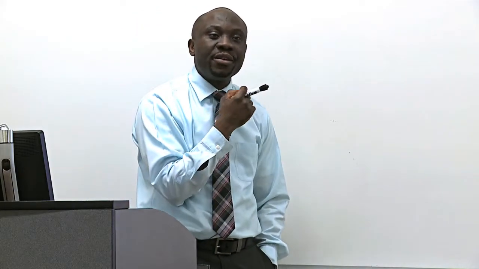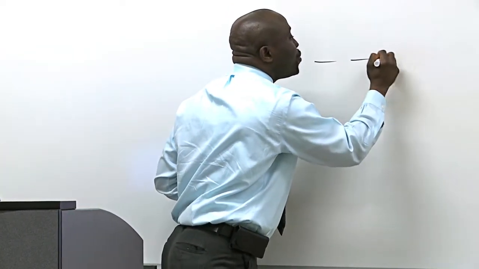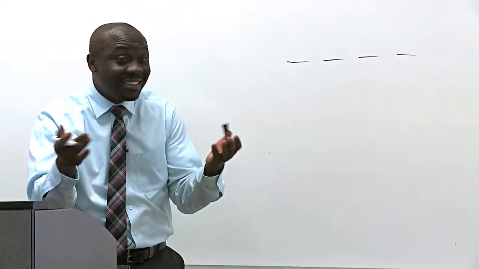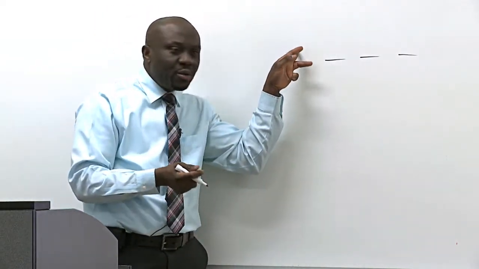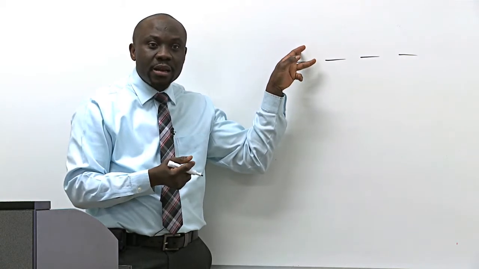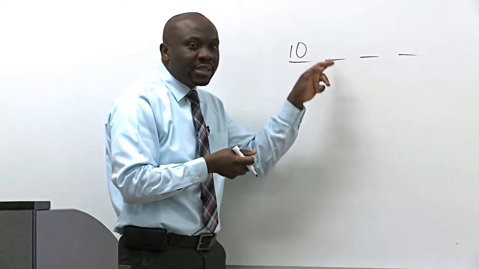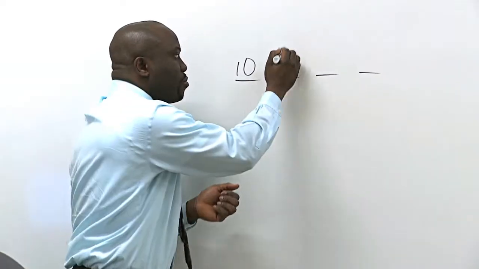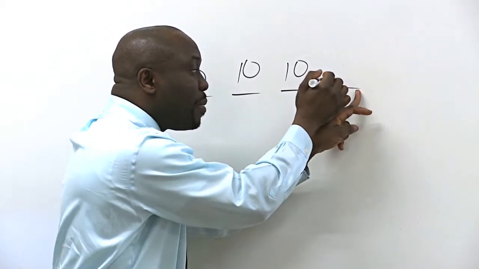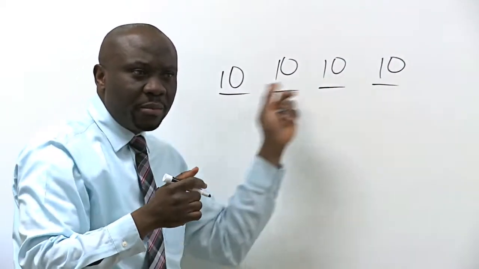Let's consider the first part first. In how many ways can we select the 4 digits out of the 10 digits? How many digits do we need? 4. So we have 1, 2, 3, 4. In how many ways can we fill the first part? 10, because we have 0. And since repetition is allowed, in how many ways can we fill the second part? 10.